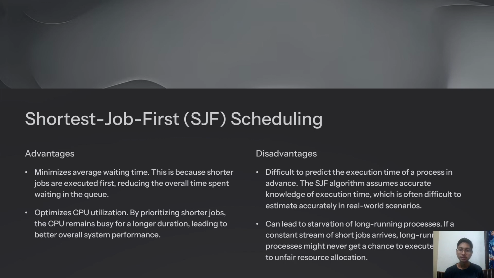In disadvantages, it is difficult to predict the execution time of a process. The SJF algorithm assumes accurate knowledge of execution time, which is often difficult to estimate accurately in real-world scenarios. It can also lead to starvation of long-running processes. If a constant stream of short jobs arrives, long-running processes might never get a chance to execute, leading to unfair resource allocation.